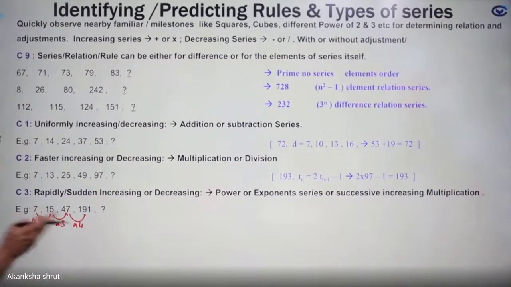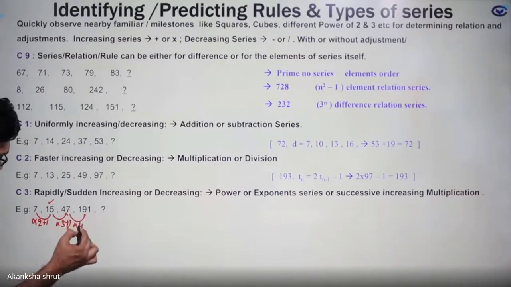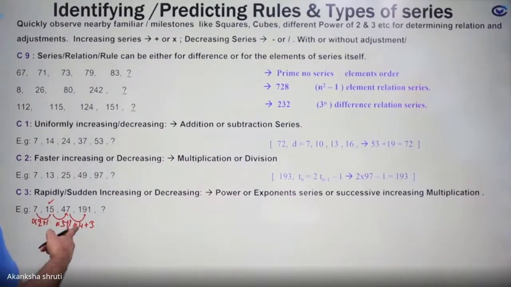Now we have to adjust to get the exact number. So 7 twos are 14 plus 1, it is 15. It's okay. Now 15 threes are 45, but we have to add this 2, so plus 2. Then 47 multiplied by 4, here we have to add this 3. Otherwise it is 188. So it is plus 3.